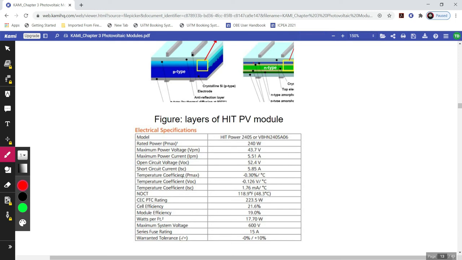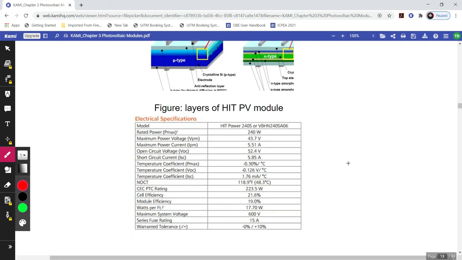We see the temperature coefficient here for power, which is 0.30%, and also the temperature coefficient of voltage, VOC, which is minus 0.126 volt per degree Celsius. So every 1 degree Celsius increment, the power and voltage will drop under this tolerance. The temperature coefficient of ISC is 1.76 milliampere per degree Celsius.